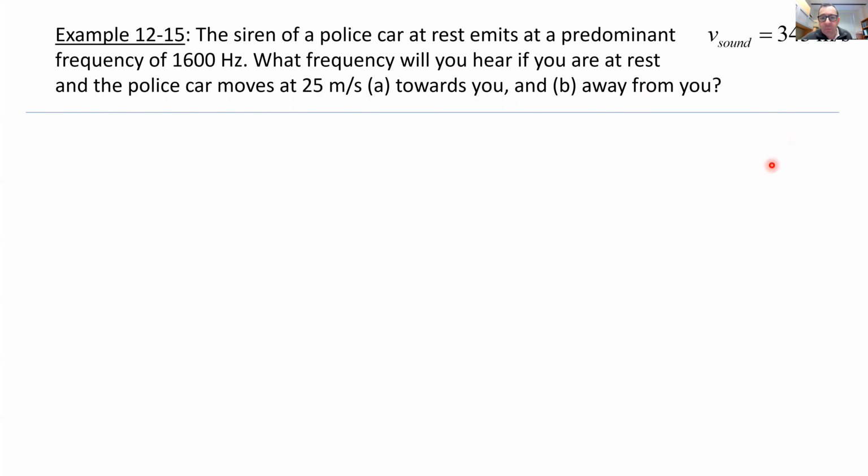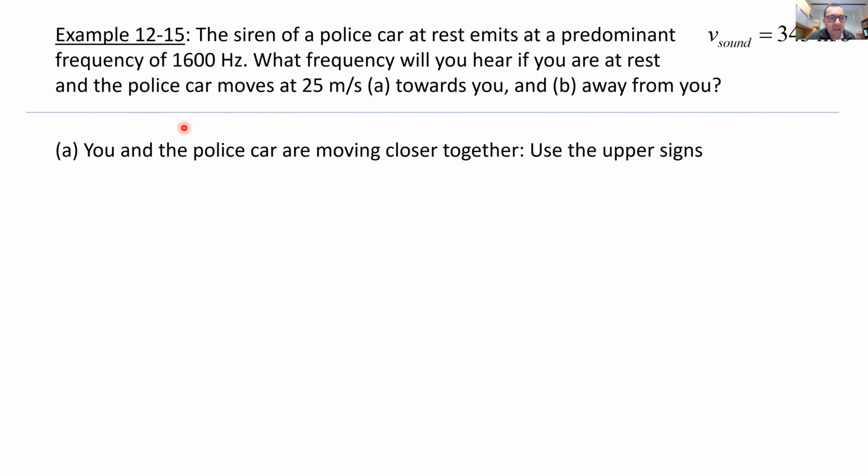All right. We need the speed of sound, so let's look that up, and let's use 343 meters per second. So that was the speed of sound. I think it was at 20 degrees Celsius and standard atmospheric pressure. All right, so in part A, you and the police car are moving closer together. So we use the upper signs in that formula. Here they are, with the plus sign and the minus sign like this.